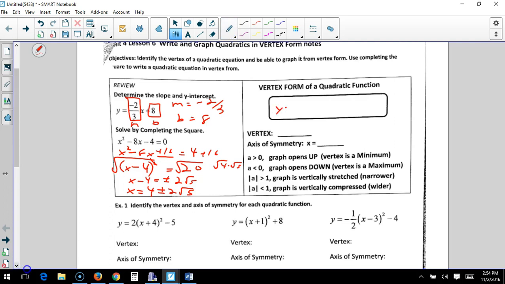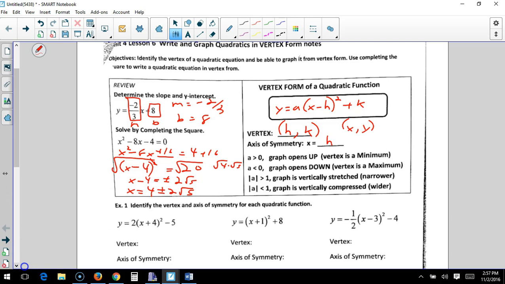And here it is. y is equal to a times (x minus h) squared plus k. The vertex is going to be (h, k). And then for the axis of symmetry, x is going to be equal to h, which makes sense because (h, k) is (x, y). And the axis of symmetry is whatever's in that x position. And since h is there, x will be your h.